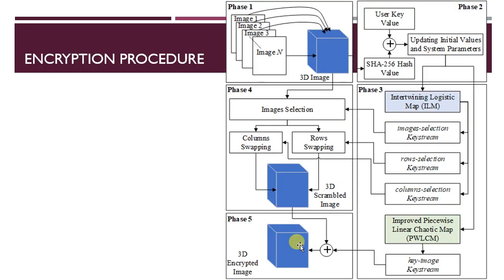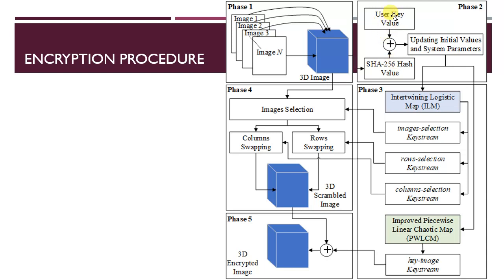Then the encryption procedure, and this is the simple form of the encryption procedure. There are multiple phases, a total of 5 phases. In the first phase, the multiple images are converted into a 3D format. As you can see, we have n multiple images, and they are converted into a 3D file, meaning that these images are put over one another to form this 3D image. Then in the second phase, the SHA-256 hash value of this 3D image is derived, and it is used for updating the initial value and system parameters based on the SHA-256 hash value and the user input key value.